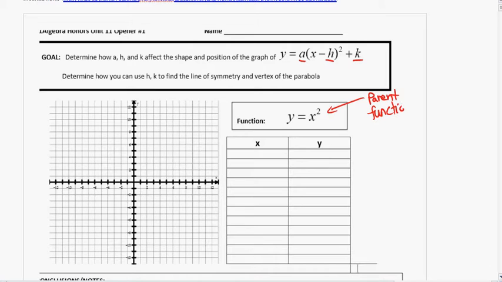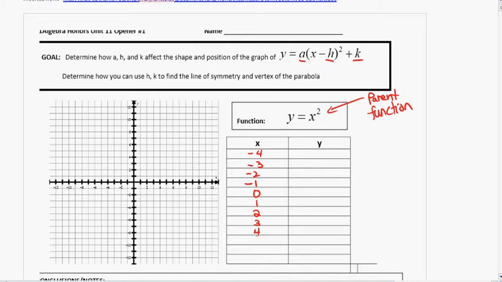So if we know what the basic function looks like, once we learn what A, H, and K do to it, we can just apply that to what we know of the basic function. And so, maybe I'll start here with -4, -3, -2, -1, 0, 1, 2, 3, and 4. And that will help me understand what the graph looks like.